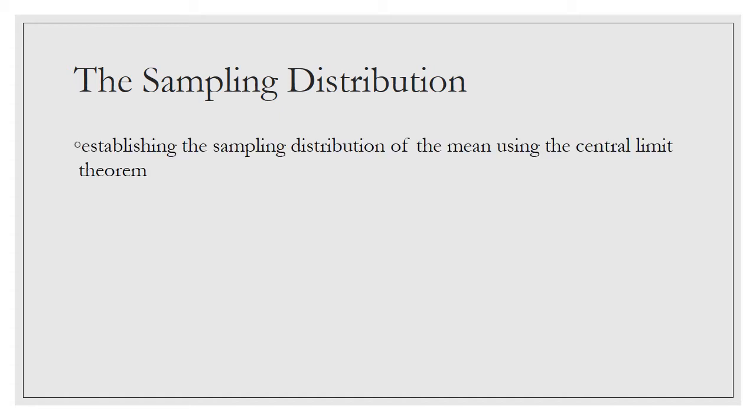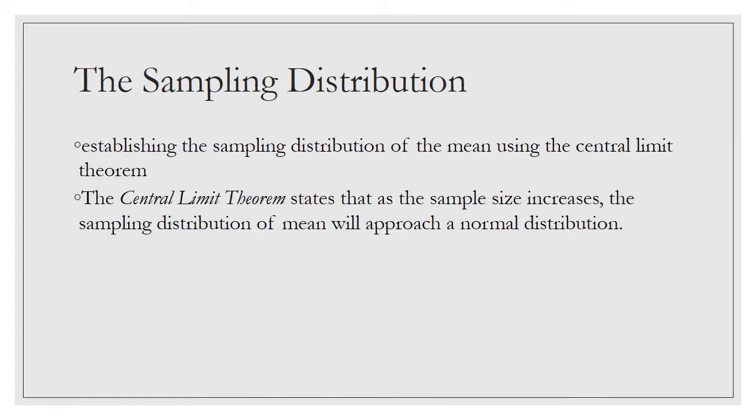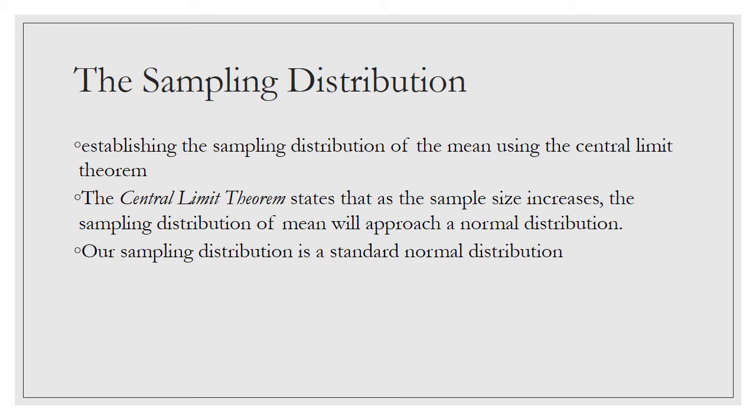Our next step is establishing the sampling distribution for the null. To test the hypothesis, we need to establish the sampling distribution, and in doing so, we're going to use the idea of the central limit theorem. We're just going to touch on this. The central limit theorem basically states that as the sample size increases, the sampling distribution of the mean will approach a normal distribution.